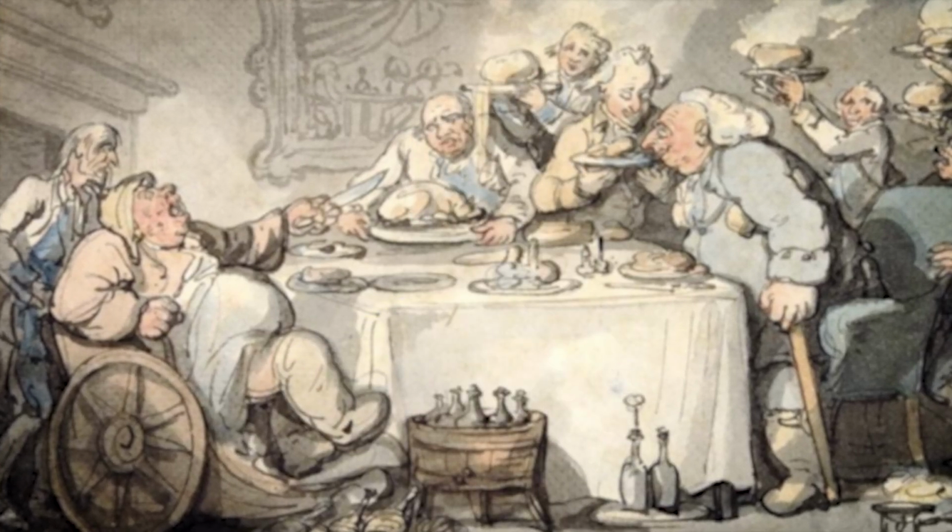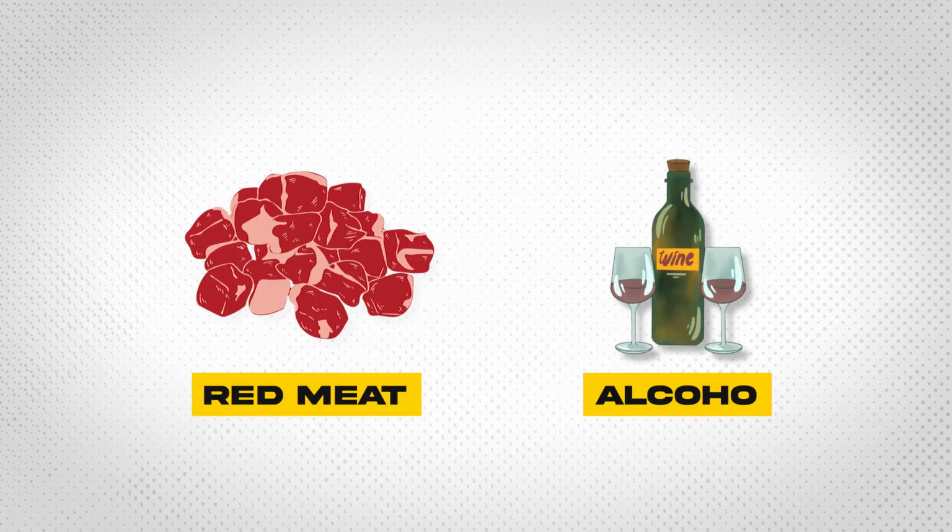Gout is a form of arthritis which is caused predominantly by diets that are high in red meat and in excess alcohol. You can see why it affected the rich during the early historical days, because the affluent people during those times had diets that were plentiful in loads of red meats and also alcohol.